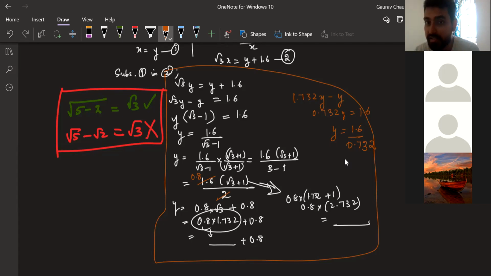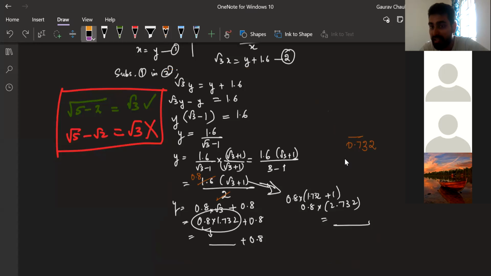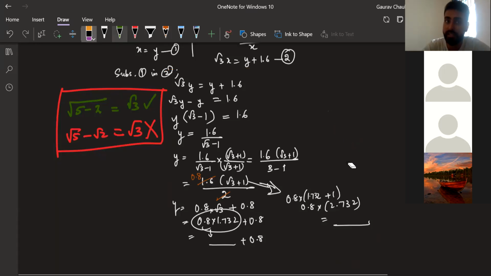Multiplication is relatively easier, but here I have to know that I have to keep on multiplying things with 0.732. That's too much work. So I'm not going to do this. I'm going to put root 3's value in the very last step. So G, are you good? Maybe you use a calculator to find this final answer.